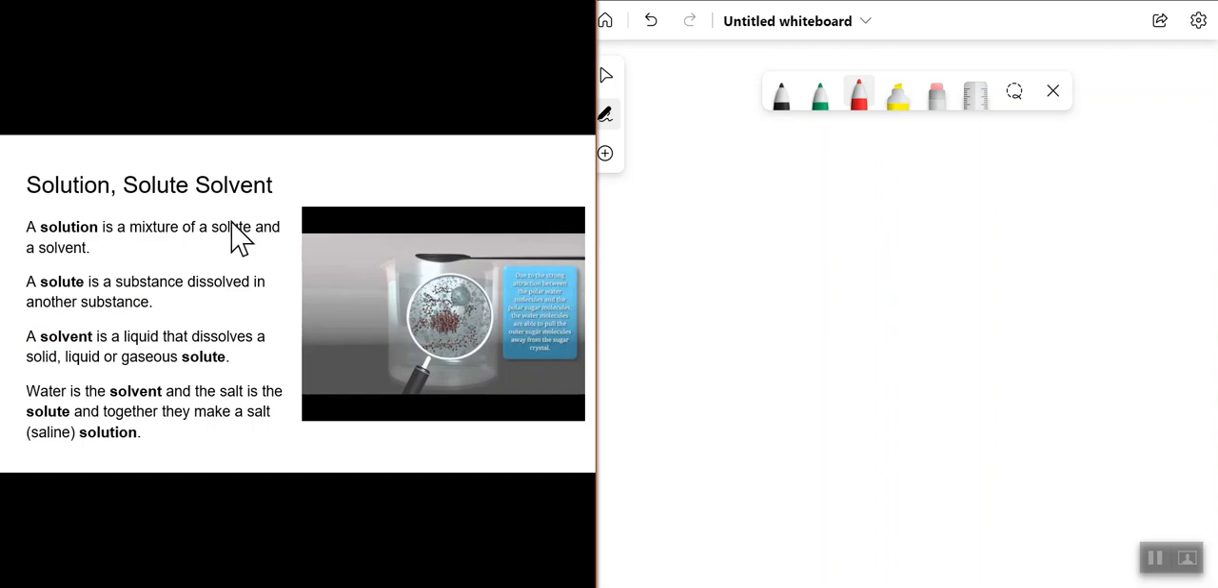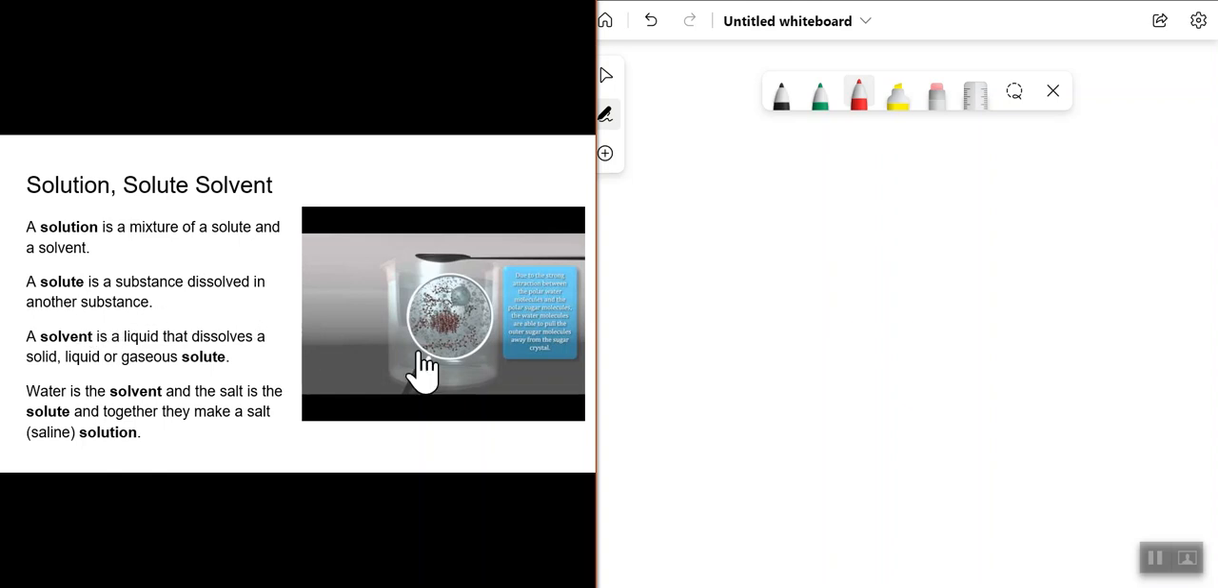So the first thing we want to think about is what's known as a solution. A solution has what's called a solute and a solvent. So what are these things? A solution is a mixture of a solute and a solvent. A solute is a substance dissolved in another substance.